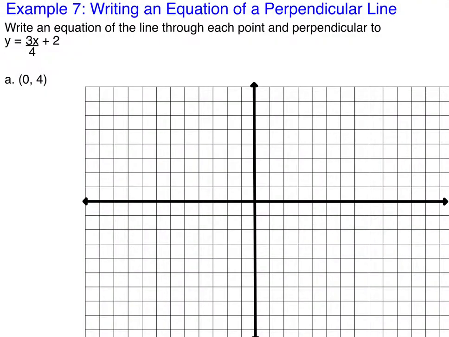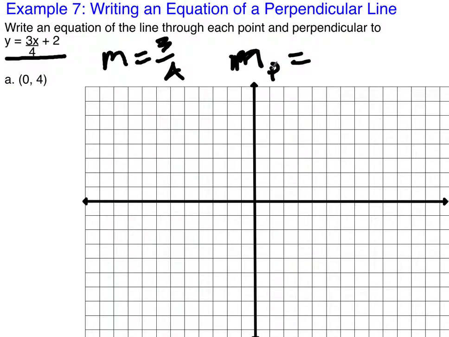without ever crossing. So let's go ahead and do an example of this. Write an equation of the line through each point and perpendicular to this. If it's perpendicular to this line, that tells us what the slope is. Remember, if this is one slope, then the slope of the perpendicular line, I'll write it with m with a little p down here, is the opposite reciprocal. So negative 4/3.